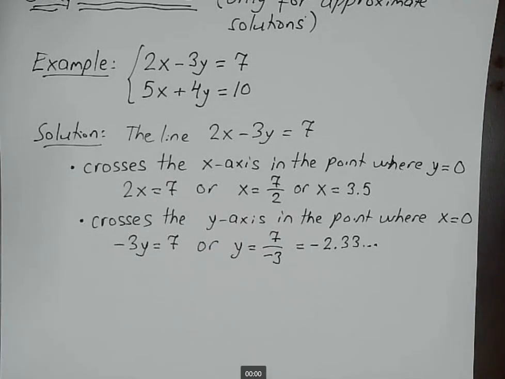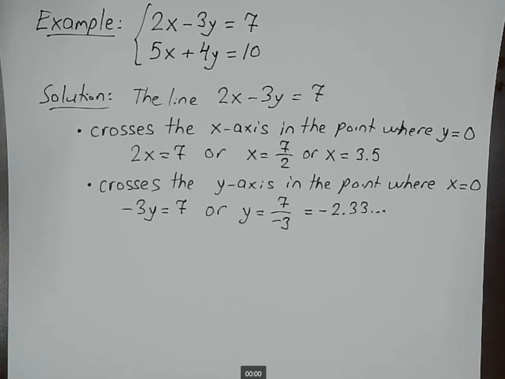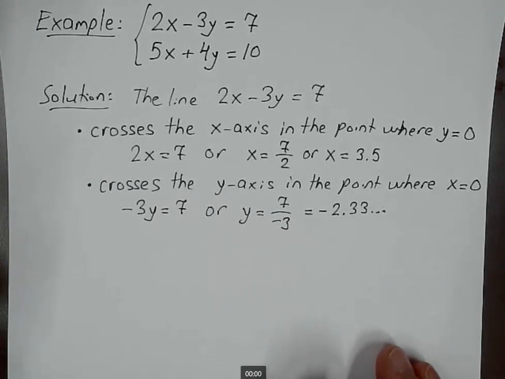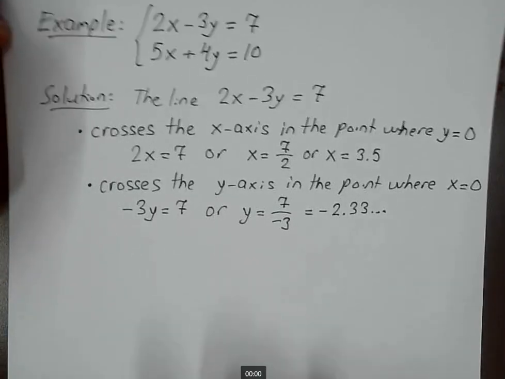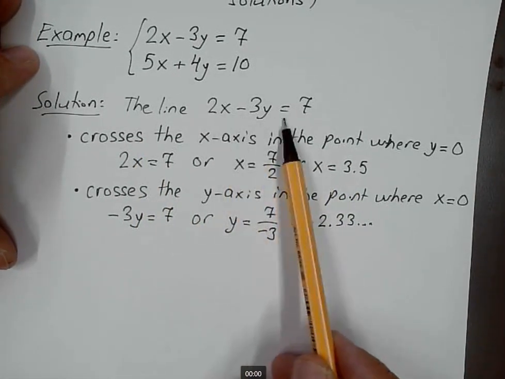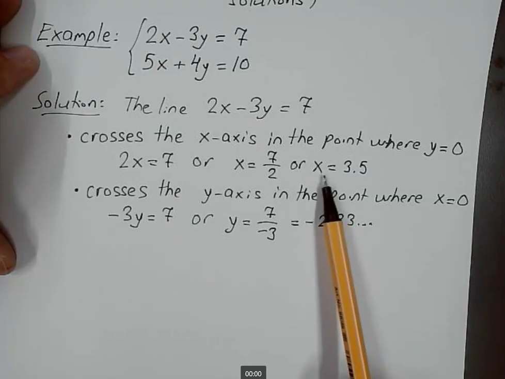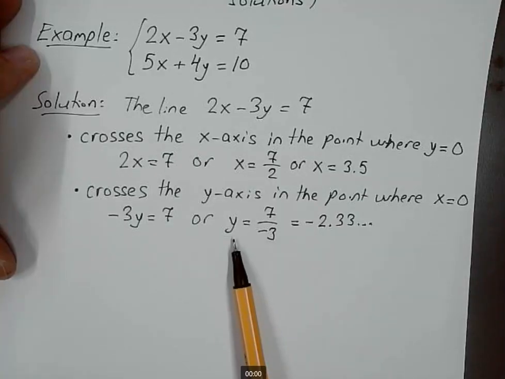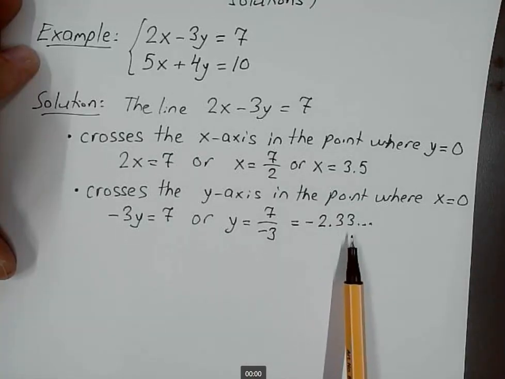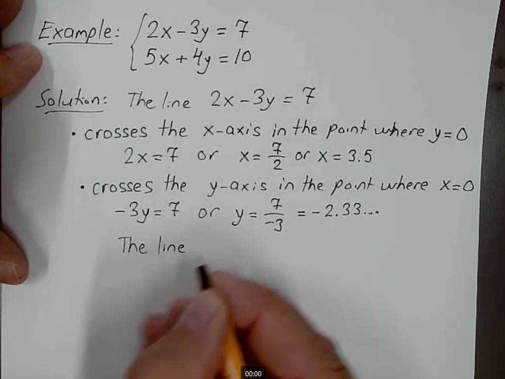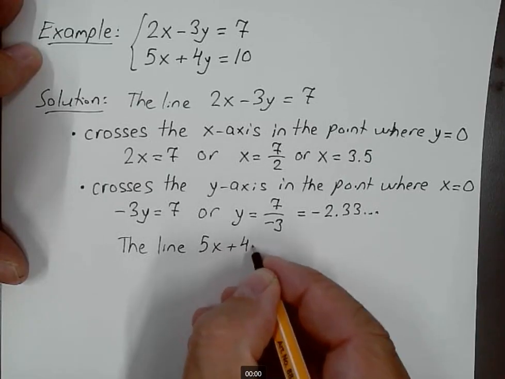I will do the calculations first on this paper, because when I am drawing the picture I need this grid paper, so I will first calculate the points I am drawing in the big picture. So here we found the points where this first line crosses the axes: the point where x equals 3.5 and the point where y equals minus 3.3 about. And the same with the line 5x plus 4y equals 10.